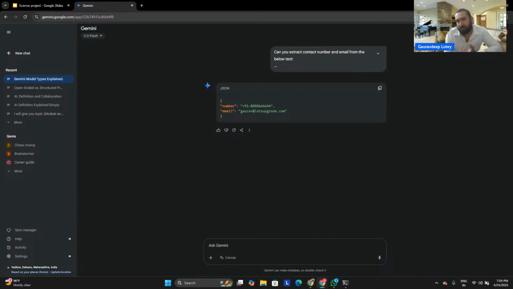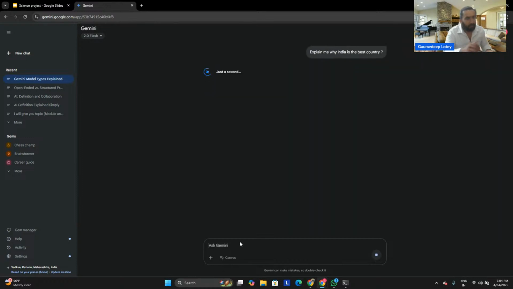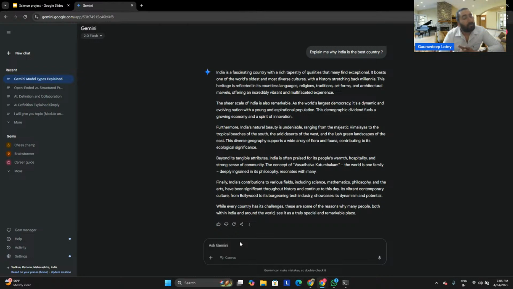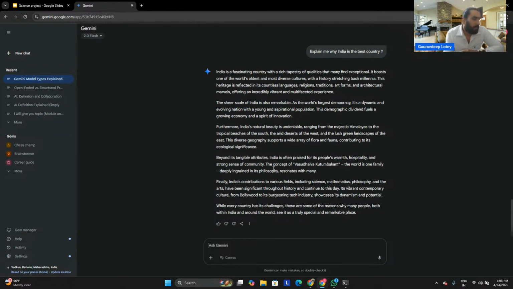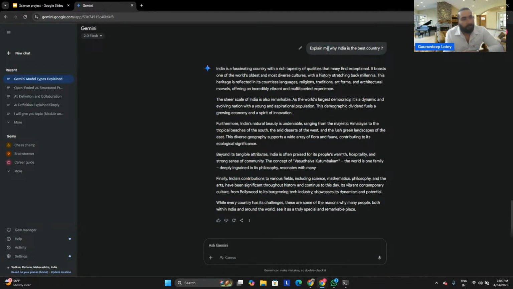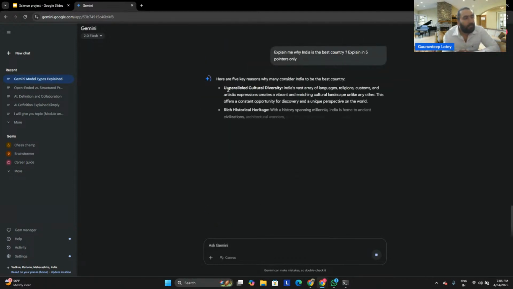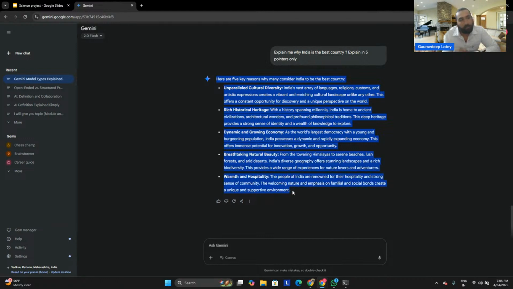That is where structured responses are more useful. Maybe you just want the answer to come in different pointers. Like for example, explain to me why India is the best country to begin with. If I just have to ask something like this, it is an open-ended prompt. I am not sure where it will take me, but it is interesting that I'll be able to dive into it. Now what if I was looking for some pointers? I can add, explain in 5 pointers only. So now you will realize that my prompt is now coming in 5 pointers.